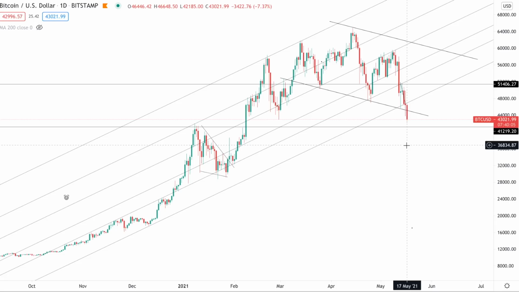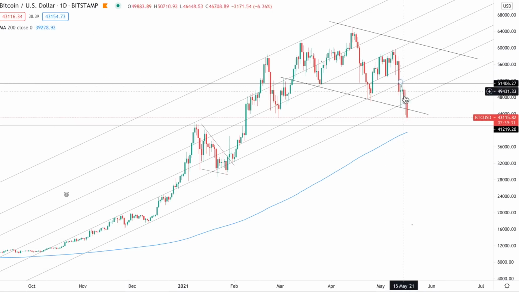So now that we've got that out of the way, we don't expect another 35% drop. What kind of price action could we have in the next few weeks? And one thing we're looking at is the 200-day moving average right here. And price is starting to get really close to that moving average.